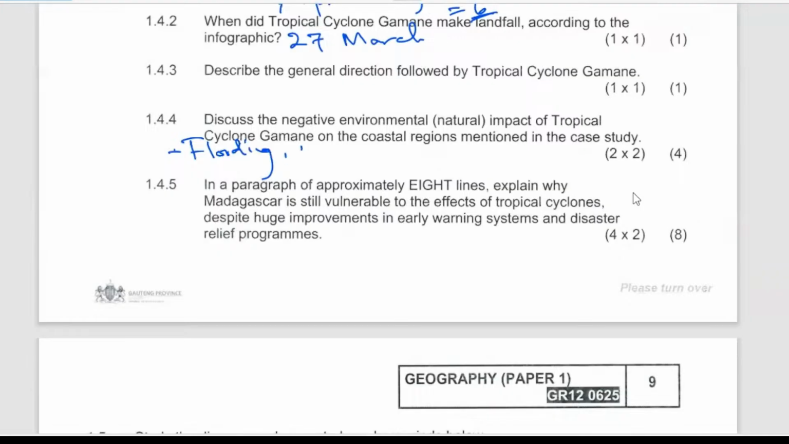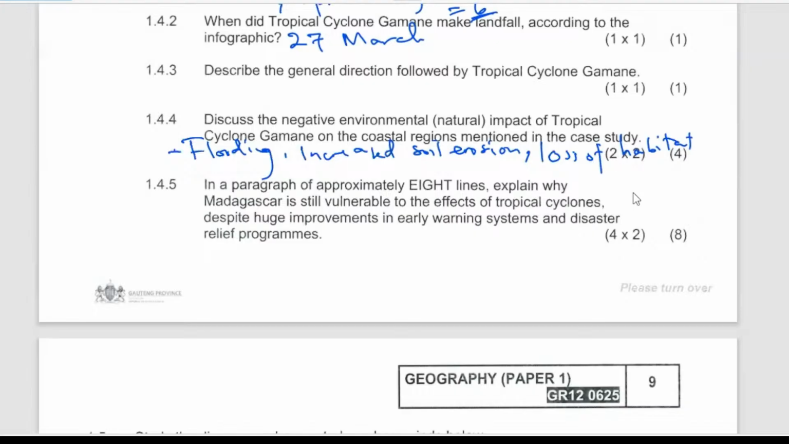Or we can talk of increased soil erosion. The heavy rainfall is going to cause an increase in soil erosion that is going to affect the natural environment. Or we can also look at the impact of loss of habitat. It can be a negative implication.